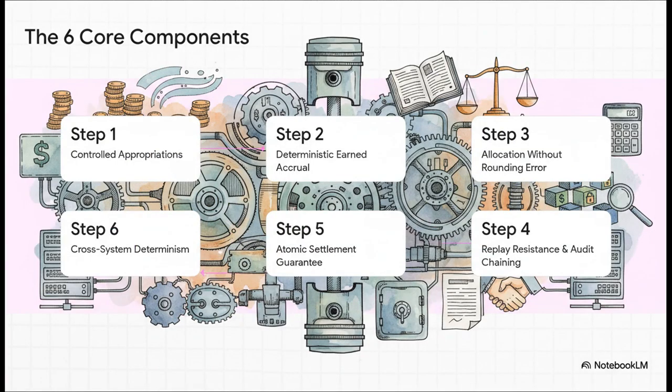So this whole engine is built on 6 core components that all work together to make these guarantees possible. You've got controlled appropriations to set those hard limits, deterministic earned accrual to release funds right on schedule, allocation without rounding error, which is pretty self-explanatory. Then you have replay resistance for that unhackable audit trail, an atomic settlement guarantee for transactions, and finally, cross-system determinism to keep everything consistent. Let's dig into a couple of these a little more closely.